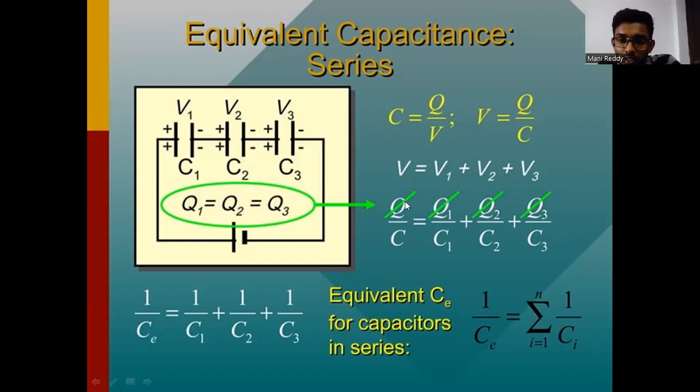We'll take Q common and cancel it. We all know this formula: 1 by C equals 1 by C1 plus 1 by C2 plus 1 by C3. The equivalent capacitance for capacitors in series is 1 by C equivalent equals the summation from i equals 1 to n of 1 by Ci. This is the important formula here. So, equivalent capacitance in a series, this is the most important, you must remember all this. Okay, we'll go further.